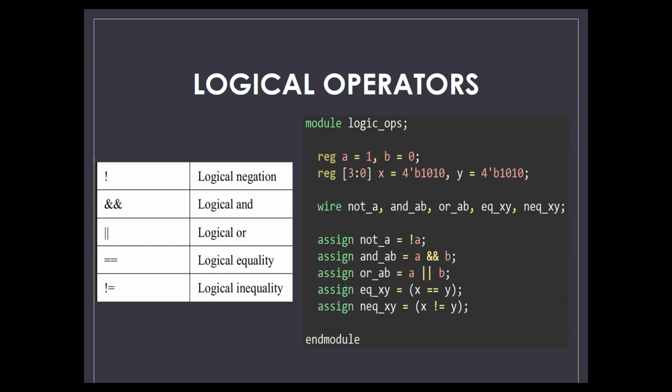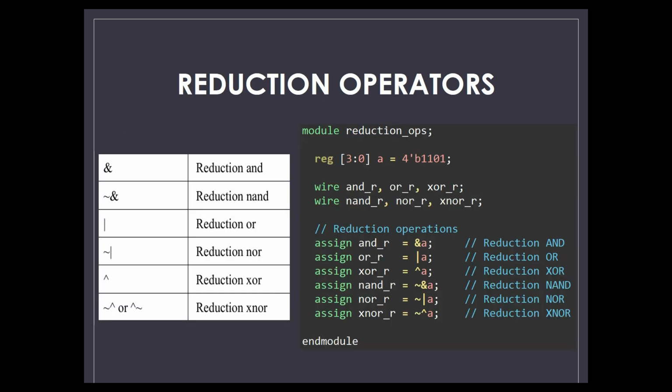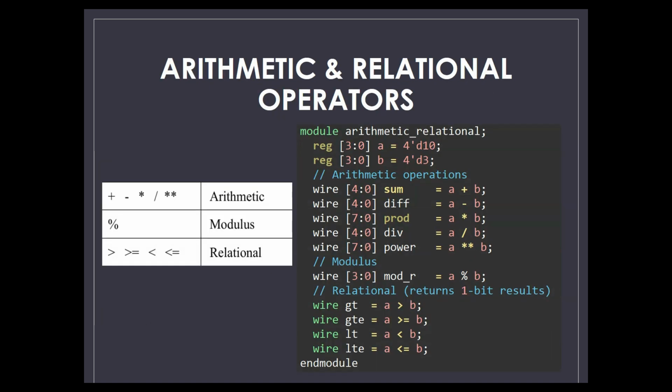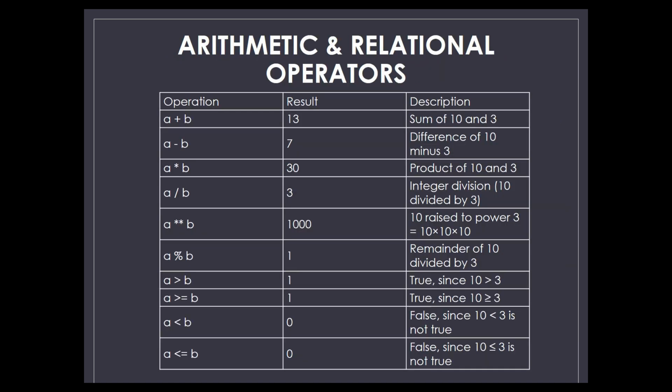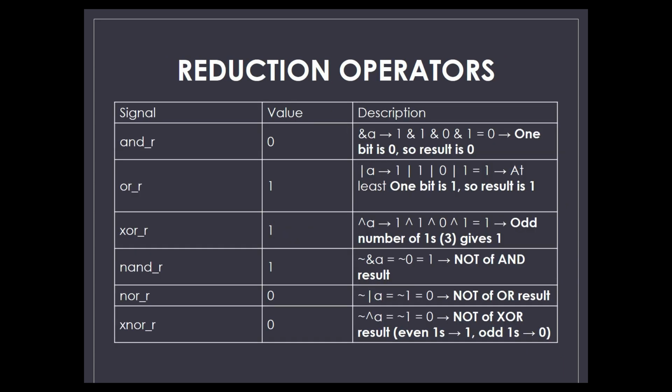So we have discussed many operators. Let's revise them quickly. First of all, we took a look at the logical operators. Then we looked at bitwise operators. Then we discussed reduction operators, and last but not least, the arithmetic and relational operators. I hope you understood how these operators work.